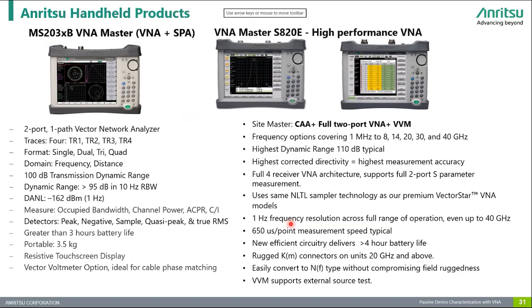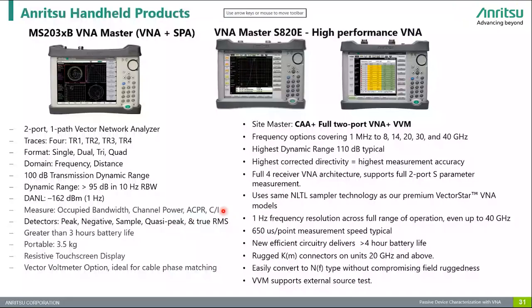We will see a brief look at the technical aspects of the handheld products, starting with the MS20B series. This is a two-port, one-path VNA that combines portability with powerful measurement capabilities and a dynamic range greater than 95 dB in 10 Hz resolution bandwidth, with a low noise floor, with the DANL down to -160 dB. It supports a wide range of measurements, including occupied bandwidth, channel power, ACPR, carrier to interference.